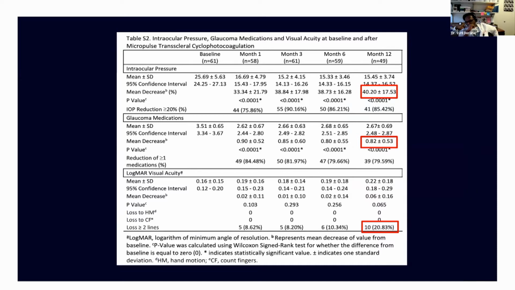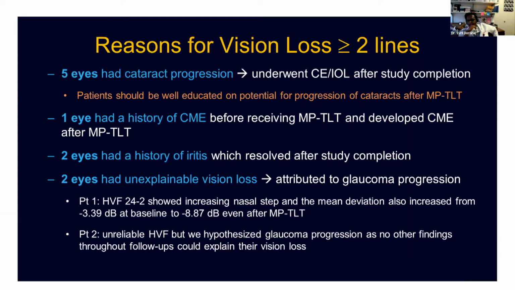One thing I want to bring to your notice is the vision loss. Almost 10 patients, around 20% of my patient population, had some changes of vision. If you look at the vision changes, 5 patients had some sort of cataract progression, and then they underwent cataract extraction.